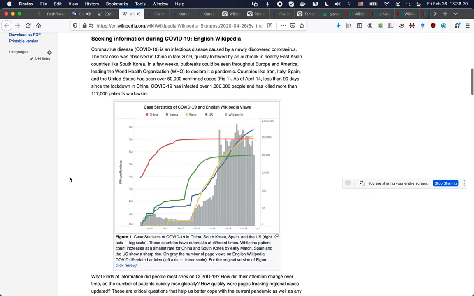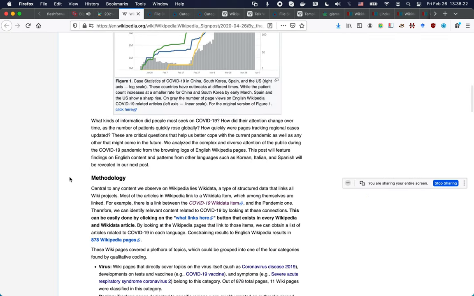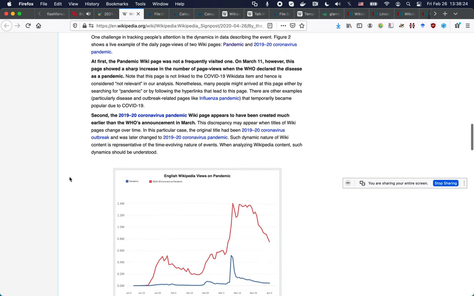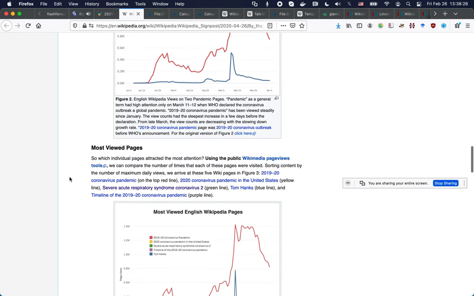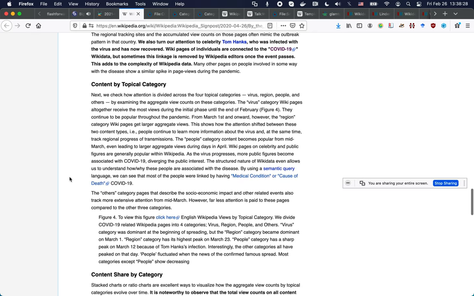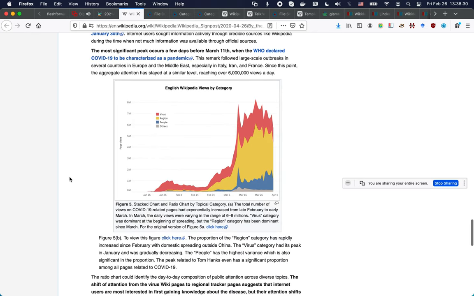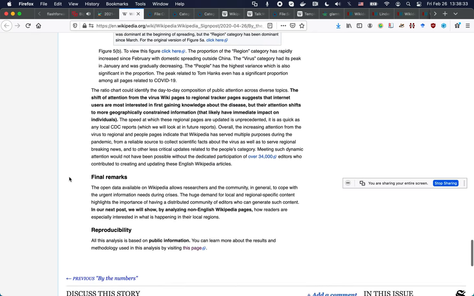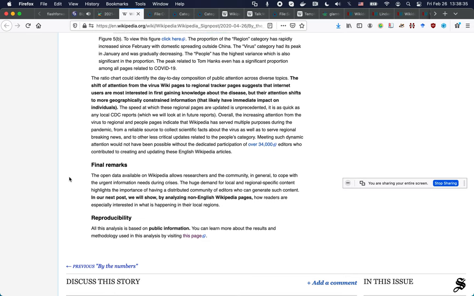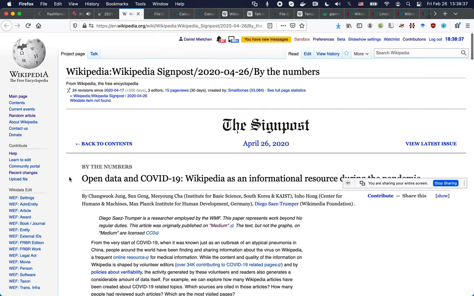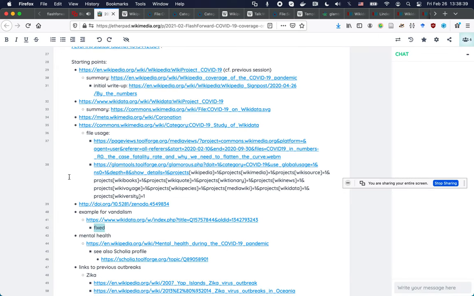Wikipedia also has some sort of community journals, community newsletters. Here you have one community newsletter from the end of April last year that goes into quite some detail on how especially the English Wikipedia, but also the Wikimedia ecosystem more generally, has dealt with the pandemic. So that's another channel by which you can get an idea about how the coverage of that particular topic evolved on Wiki.